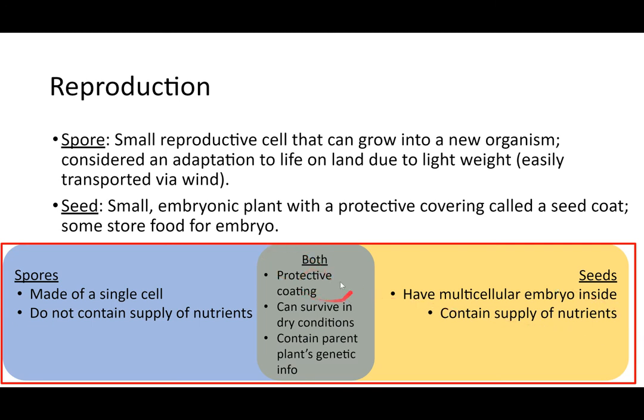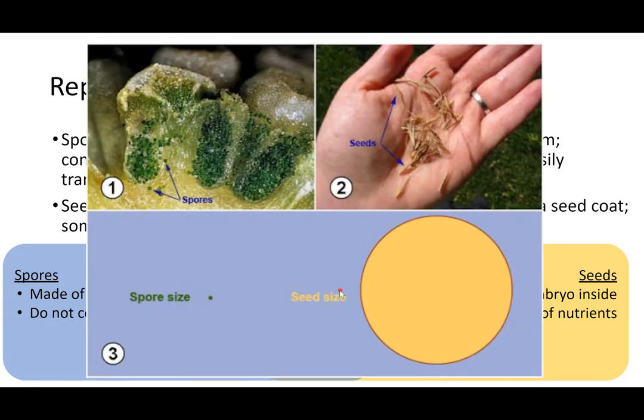Now, both spores and seeds have a protective coating. They can survive in dry conditions, and they contain DNA from their parent plant. So it is sexual reproduction. Taking a look, though, at the size difference between a spore and a seed, it is crazy how tiny the spore is compared to the size of the seed. But again, we've got to remember that seeds are storing nutrients, whereas spores are not.